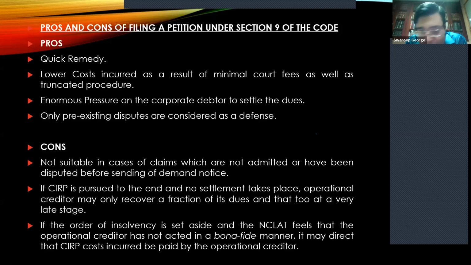Third issue is there's enormous pressure on the corporate debtor to settle the dues. Now, unlike in a normal decree, for example, if you get a money decree stating that the debtor has to pay money to you, at the end of the day, the corporate debtor can calculate: suppose I delay the payment, let me go into appeal, let me go into execution, let the process go on. So it can calculate that the maximum loss that it will suffer is whatever the decretal amount as well as whatever interest has been granted.